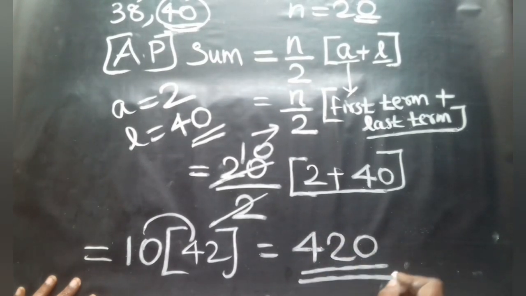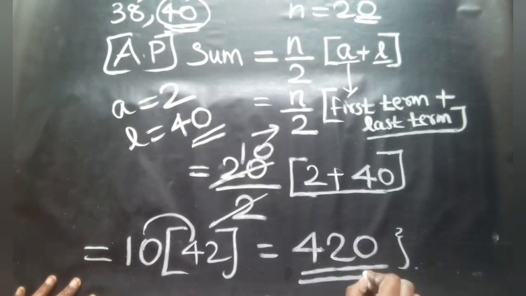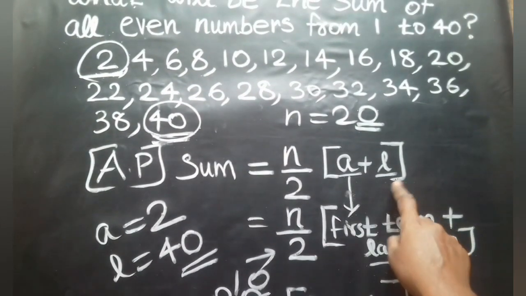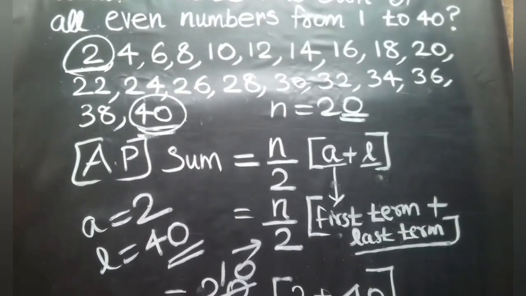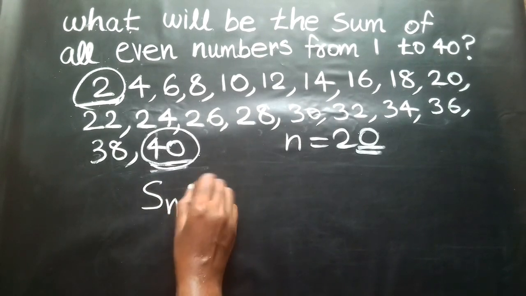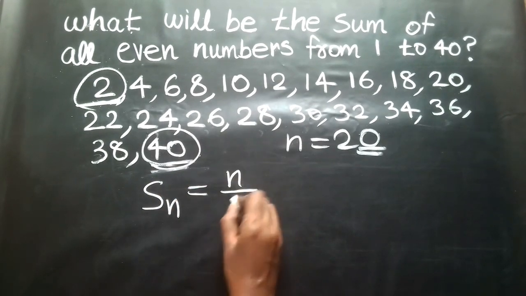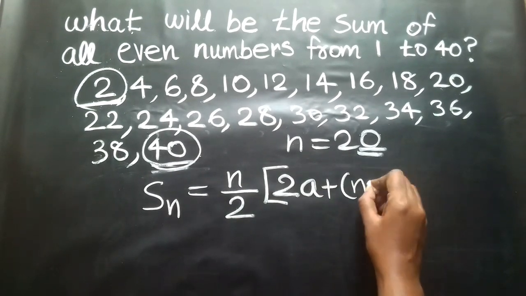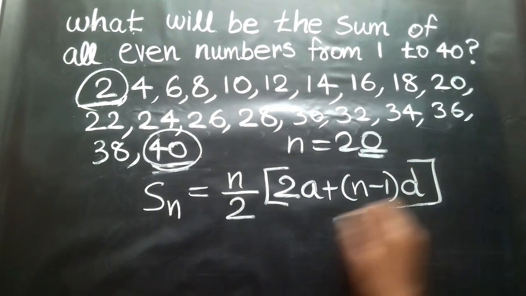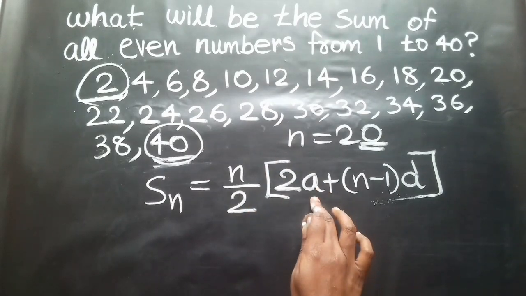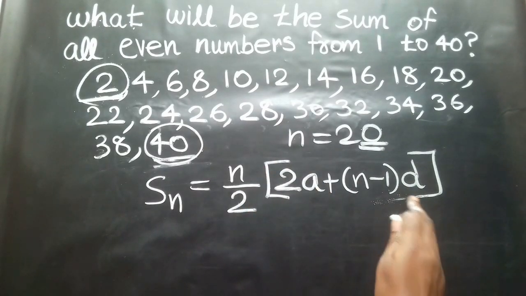In the first two methods, we got 420. In the third method also, we got 420. Here we have used the AP formula, that is n by 2 into A plus L, that is first term plus last term. Fourth method is again an AP formula, Sn equals n by 2 into 2A plus n minus 1 into D. Here n is the number of even numbers, A is the first term and D is the common difference.